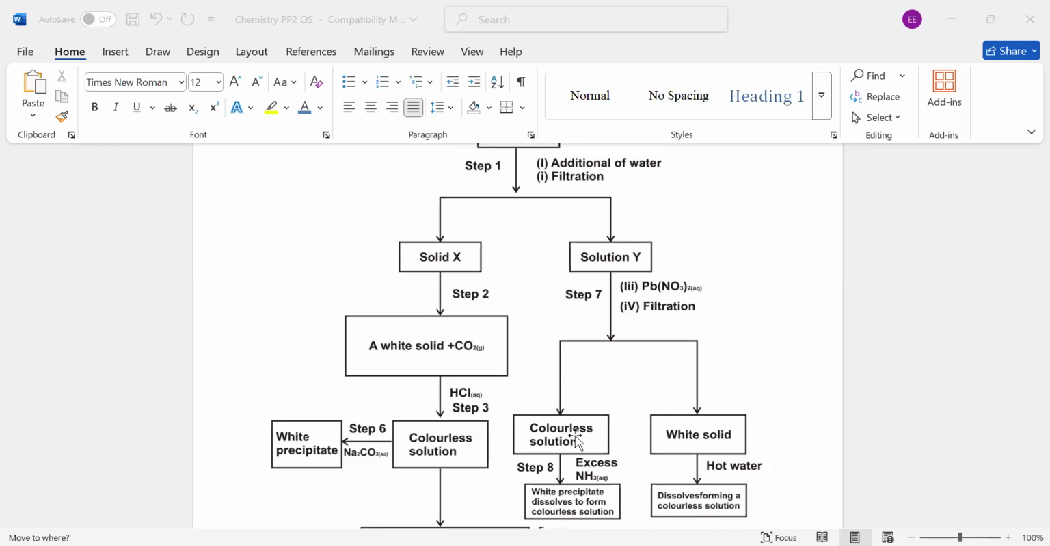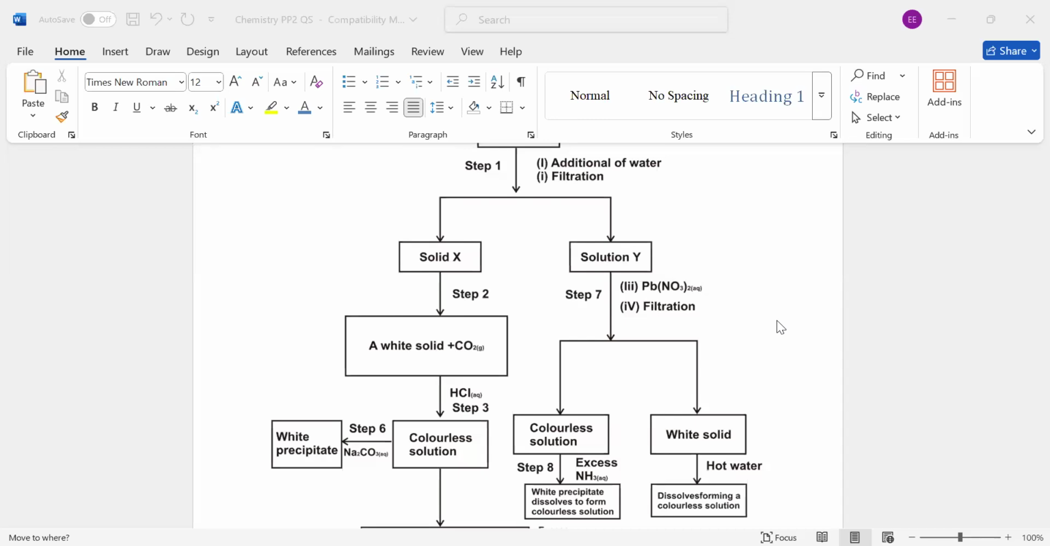Let's come to this other side. We have a colorless solution. When you add excess ammonia, it forms a white precipitate which dissolves to form a colorless solution. This one is normally just one ion. When you add excess ammonia, you get a white precipitate which dissolves in excess. Which ion is this? Charles, Karemi. Zinc ion. Very correct.